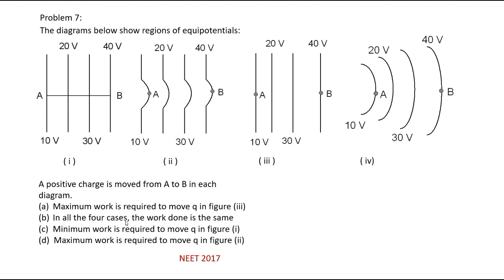Option B. In all the 4 cases the work done is the same. Option C. Minimum work is required to move Q in figure 1. Option D. Maximum work is required to move Q in figure 2.